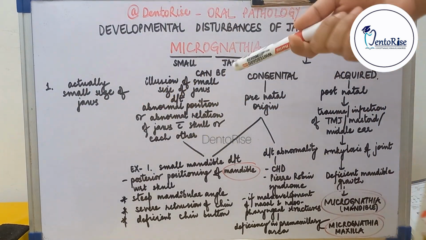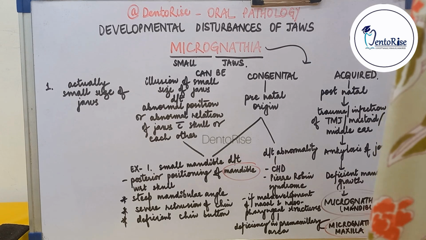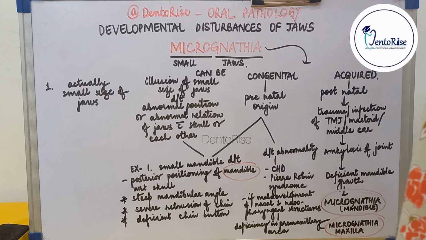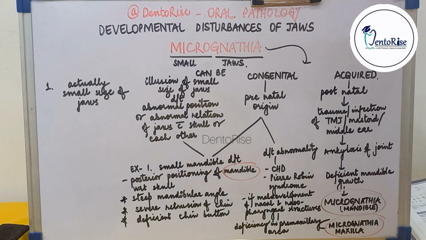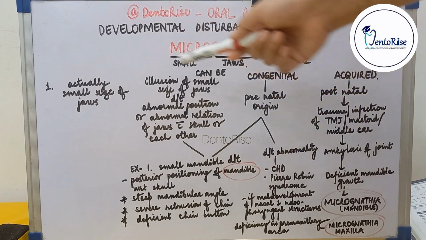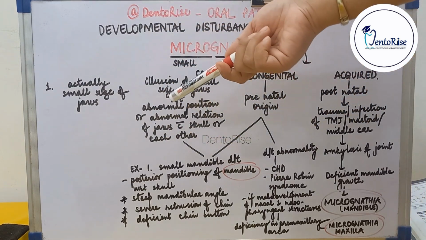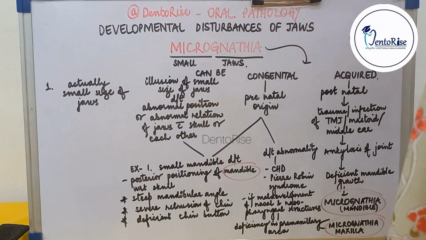The other reason is the jaw may be of the correct size, but because of the abnormal position of either the maxilla or the mandible with respect to each other or with respect to the skull, the jaw may create an illusion that it is small in size, but actual size is absolutely normal.